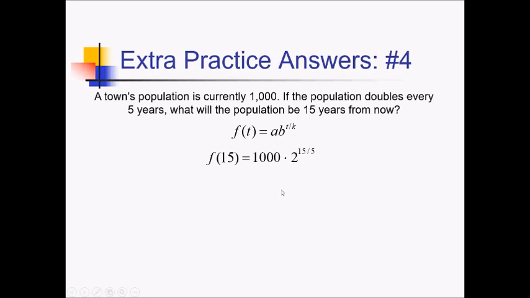And now let's do that on the calculator. Although, come to think of it, we don't really need the calculator here. I mean, 15 divided by 5 is 3. 2 to the 3rd is 8. 8 times 1,000 is 8,000. So that's going to be 8,000 people that are in that town 15 years from now.